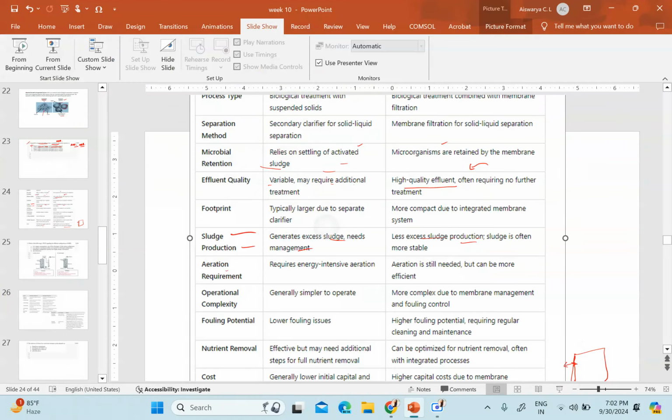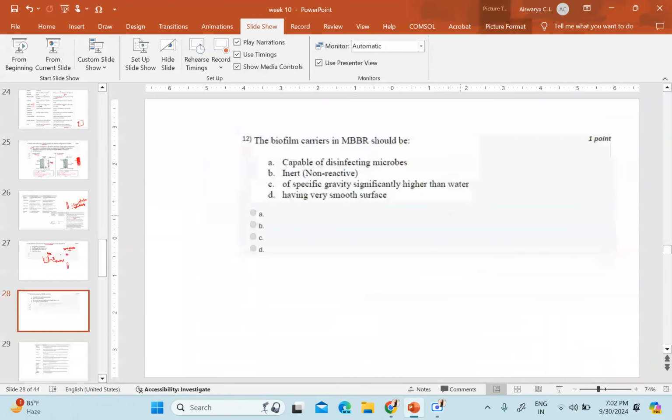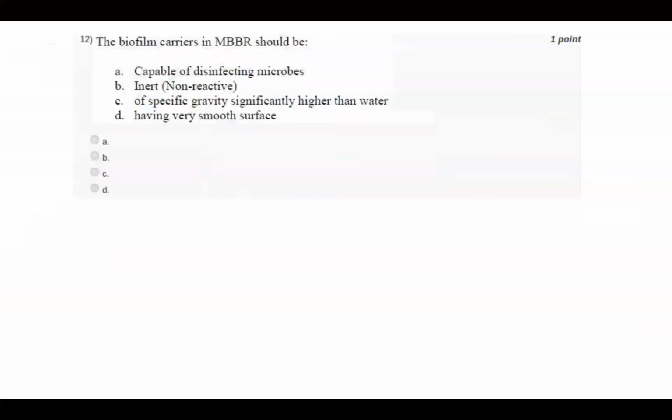Next is the biofilm carriers in the MBBR should be capable of disinfecting microbes, inert, that means non-reactive, or specific gravity significantly higher than water, and having a very smooth surface. So what will be the biofilm carrier property of MBBR?